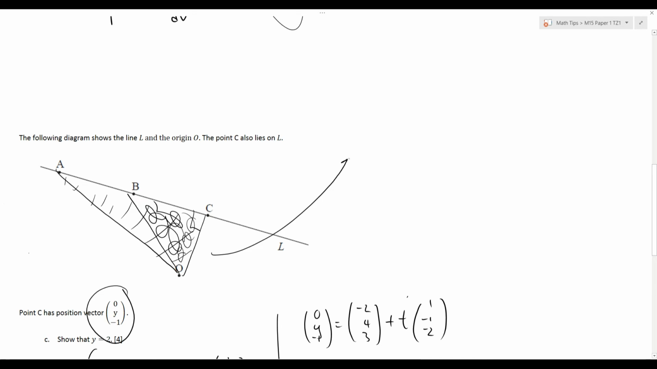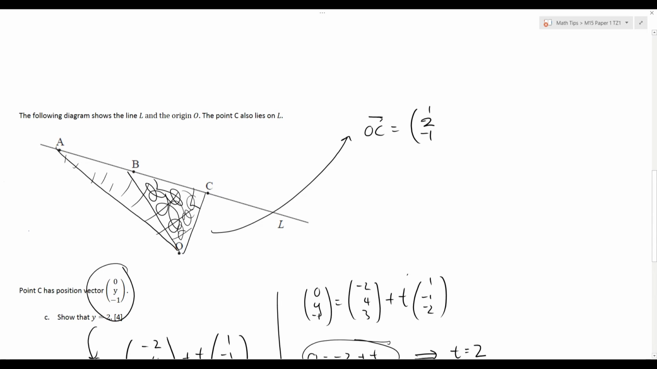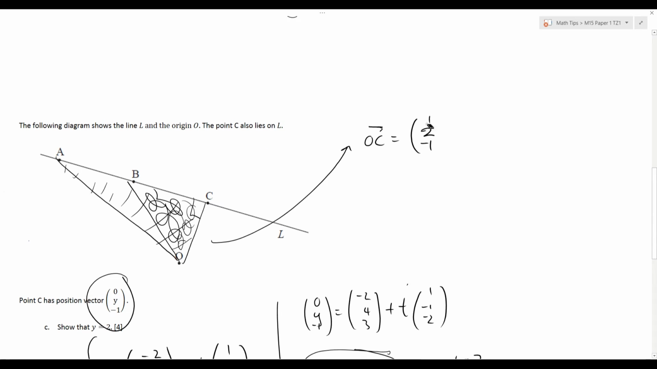We learned that OC was 0, 2, minus 1, my bad. So the magnitude of this is going to be 0 squared plus 2 squared plus minus 1 squared, which, you take the square root, is root 5. So we know that this is root 5.